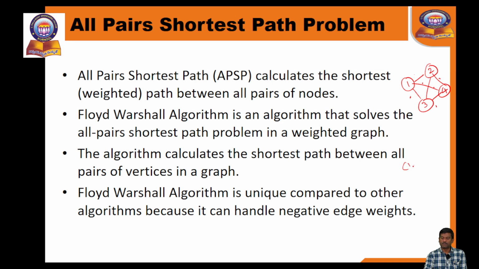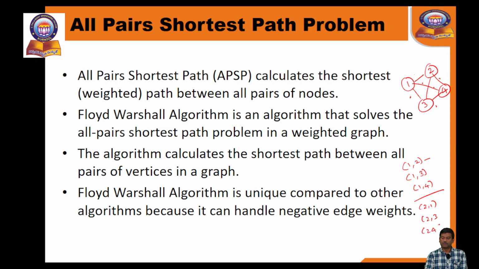From 1 to reach 2, what is the shortest distance? Similarly, from 1 to reach vertex 3, what is the shortest distance? 1 to 4, what is the shortest distance? And similarly 2 to 1, 2 to 3. We do not consider 2 to 2, 1 to 1, or 3 to 3, because the cost of i comma j is equal to 0.